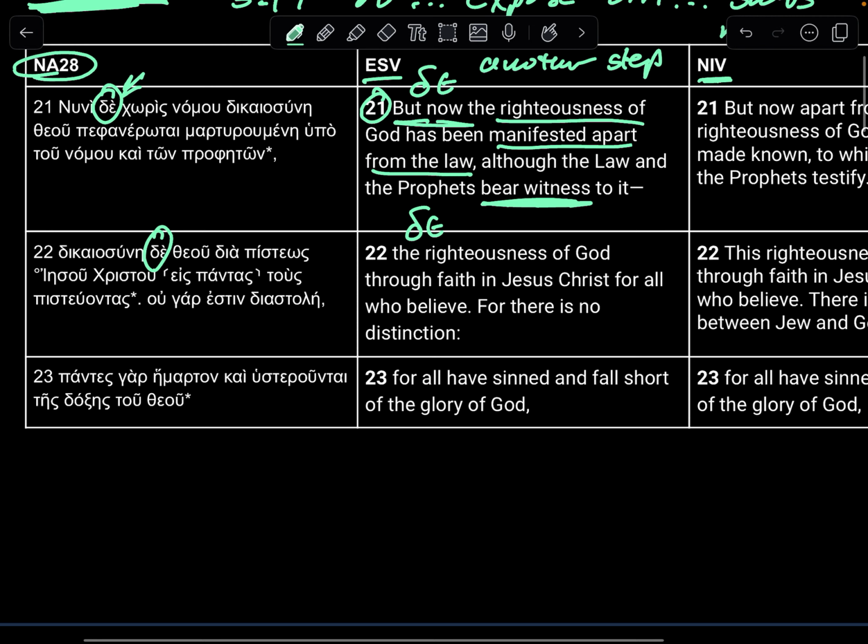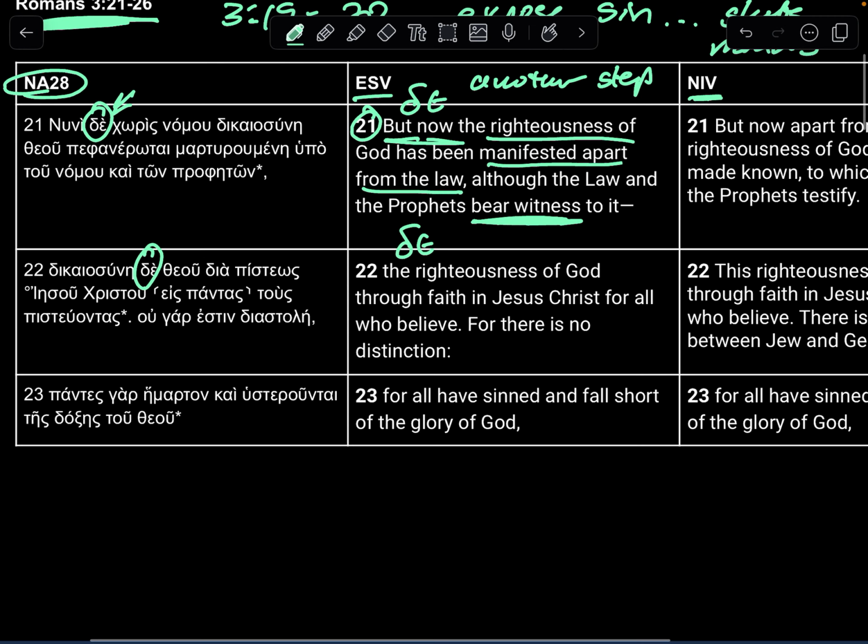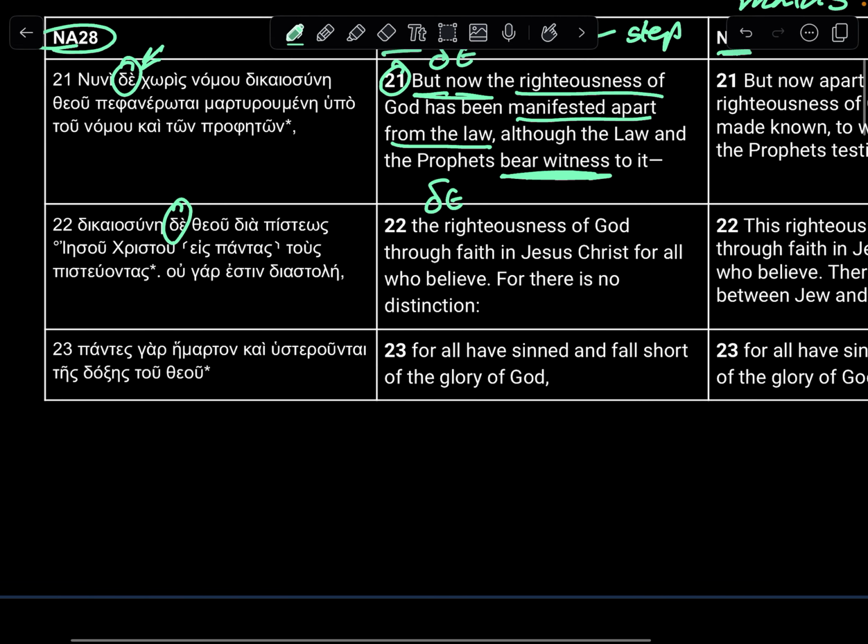And so it's not revealed, or it's not manifested in the law, but it is through faith in Jesus Christ for all who believe. Now there's tons of things that could be said here from the original language, but we're just going to go with our translation. And so the righteousness of God is not manifested in the law, but it's manifested through faith in Jesus Christ.